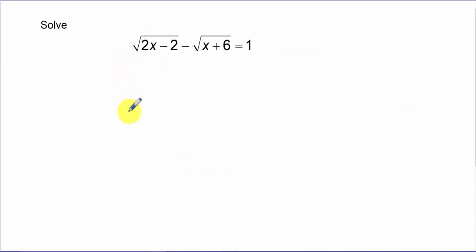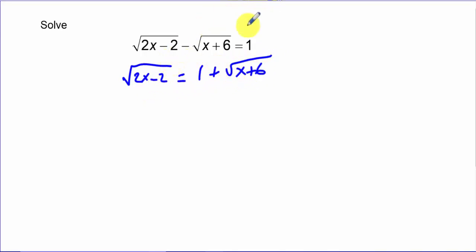This one's a little more difficult because the second radical is more difficult. So I will isolate one of those radicals, 2x minus 2 in this case, and bring the other to the other side. I'm going to square both sides, which means multiply it by itself.